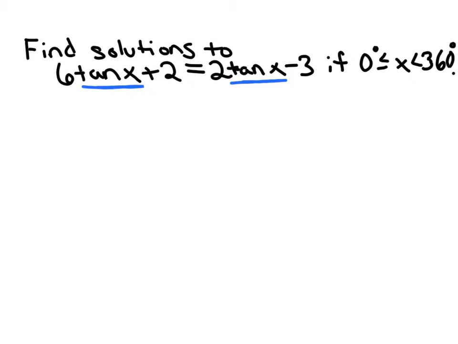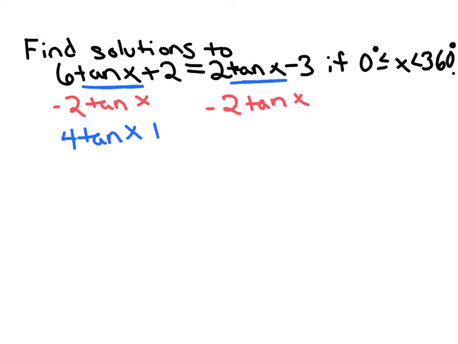And here again, the first goal is to isolate the trig function. When it appears in the equation more than once, a good first step would be to combine those like terms. So I'm going to subtract 2 tangent x from both sides here. So the 6 tangent x minus 2 tangent x will leave me with 4 tangent x plus 2. The tangents are gone on the right-hand side, so I just have that negative 3.